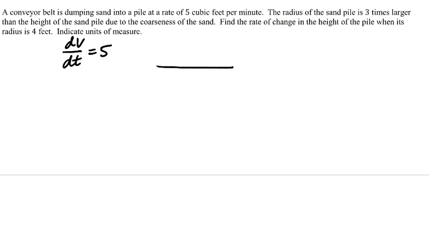Okay, so I'm just going to draw kind of a scale figure. The radius of the sand pile is 3 times larger than the height. So this could also be 3h. Find the rate of change in the height of the pile when the radius is 4 feet. So I want dh/dt. Okay, so I want to keep my h's and get rid of r, probably. So when the radius is 4 feet, that means that the height is going to need to be 4/3 feet.